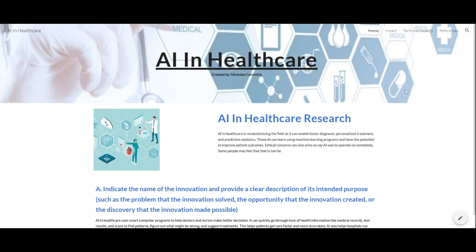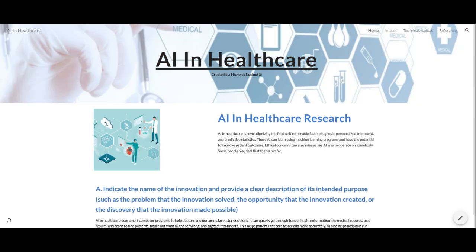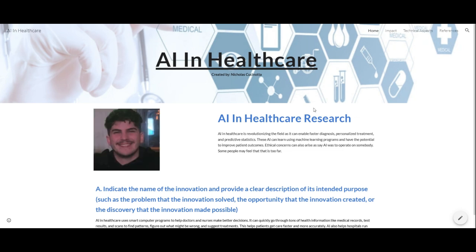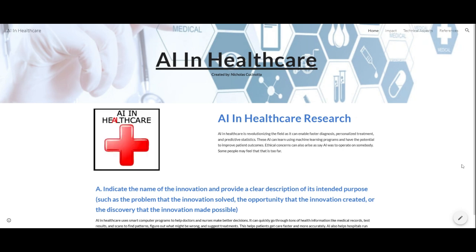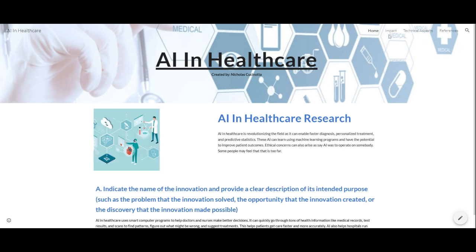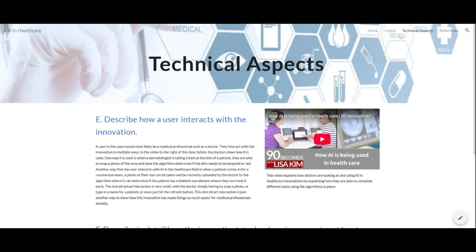I created this website by using Google Sites, which is a user-friendly tool that allows you to build websites without writing code. I started by selecting a pre-designed theme and then added pages for each section of my project, like the home, impact, technical aspects, and references.